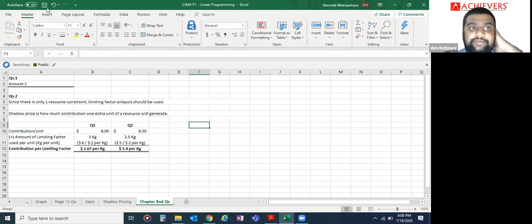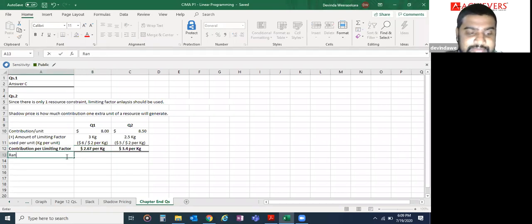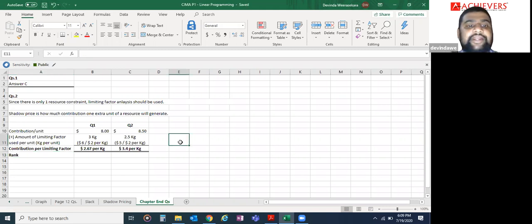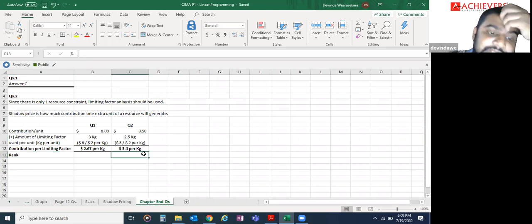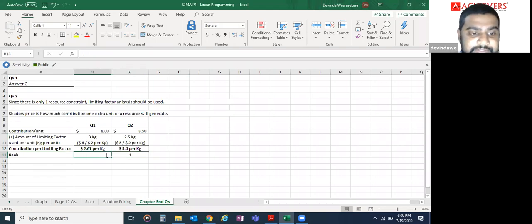Right? So now with that, let's rank the products. Which product should I produce first, guys? Which product should I allocate the resource first? The product that generates the highest contribution per limiting factor. So product Q2 is my most profitable product. Clear? So I should prioritize that first.